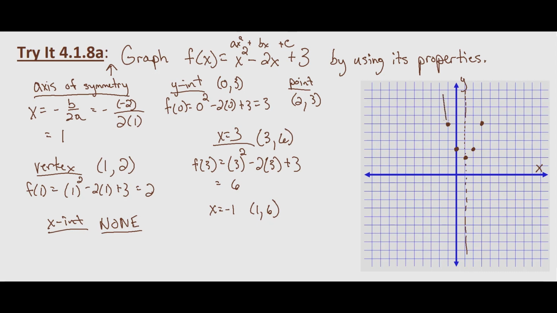That gives us this parabola. We'll connect the dots for our upward opening parabola, put arrows at the end to indicate in end behavior that it is defined infinitely in both directions. It's just going to keep going up and out.